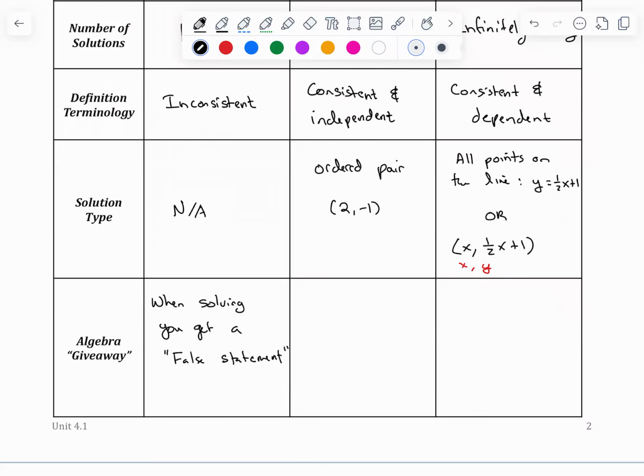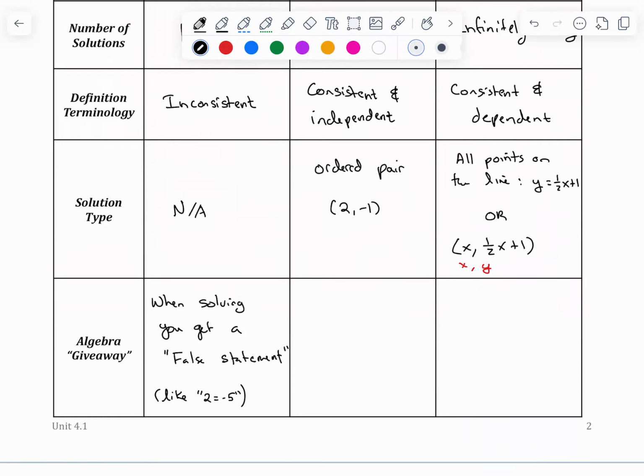Now, what do I mean by that? Something like, quote unquote, 2 equals -5, right? That is not a true statement. That is a false statement. 2 is not equal to -5. 2 is equal to 2. So that is a situation where, once you've done that and you get to a false statement, that means that the system is inconsistent. They're parallel lines and they don't have a solution.